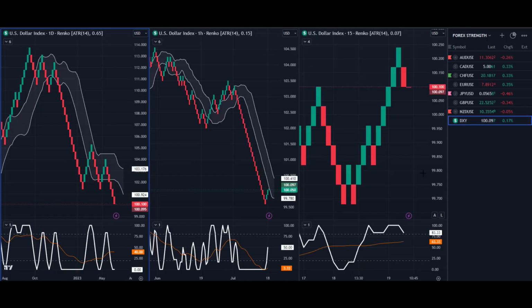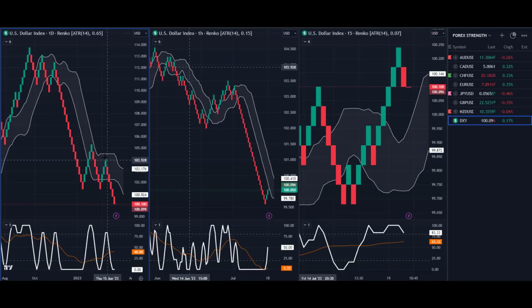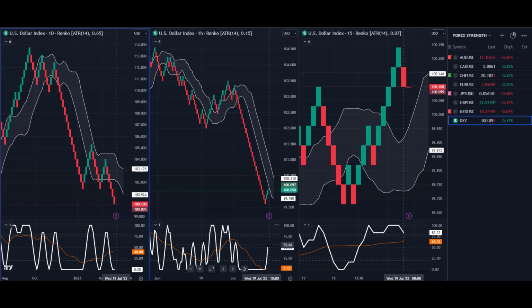Finally, the US dollar, it's a mixed bag. We've got the trend coming down, so a weaker US dollar, but we've got the momentum, the timing of our analysis just starting to go bullish there, and then some neutral US dollar there.